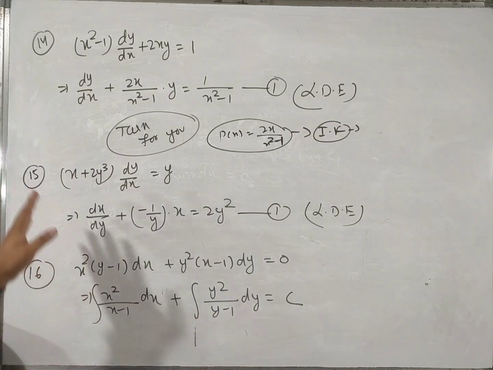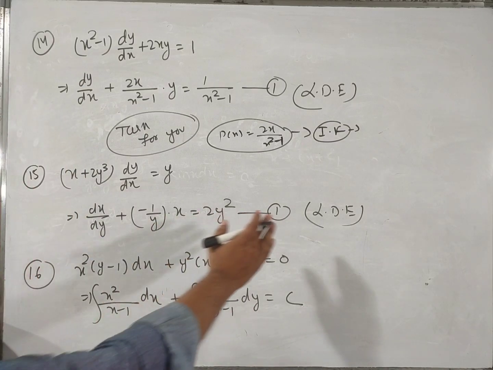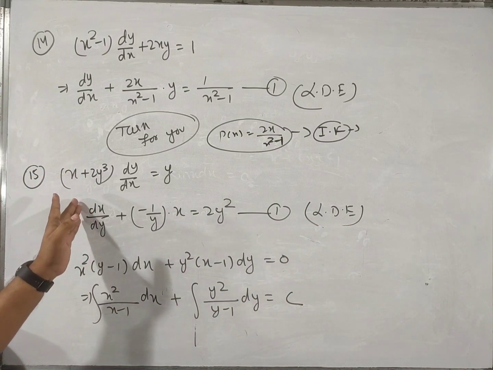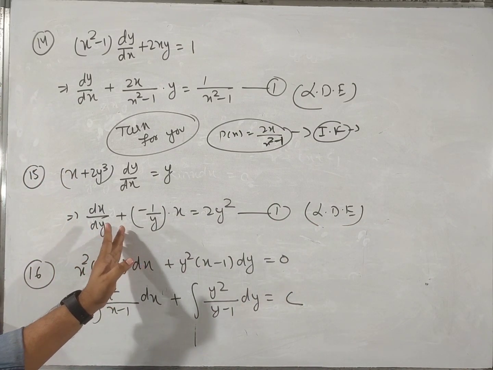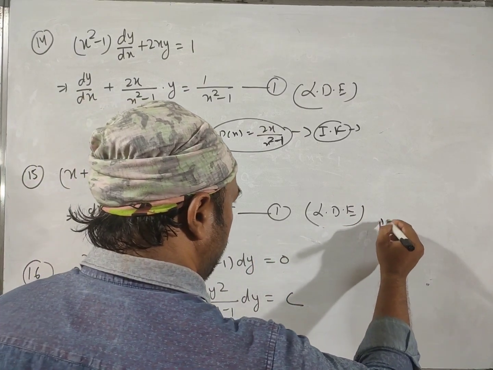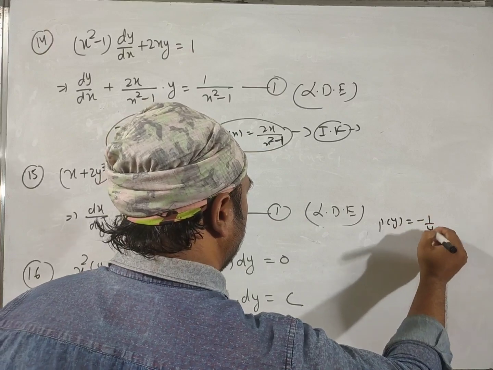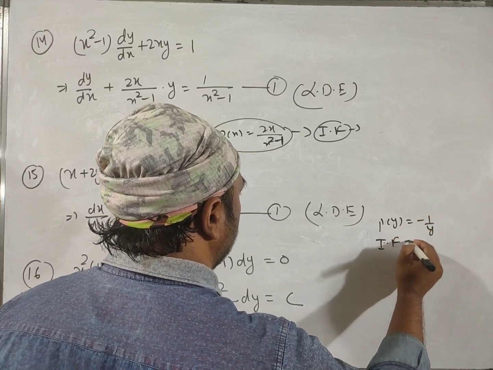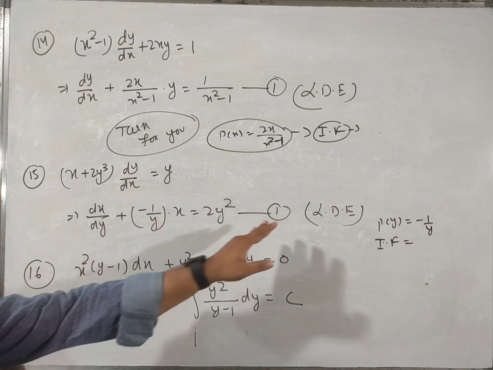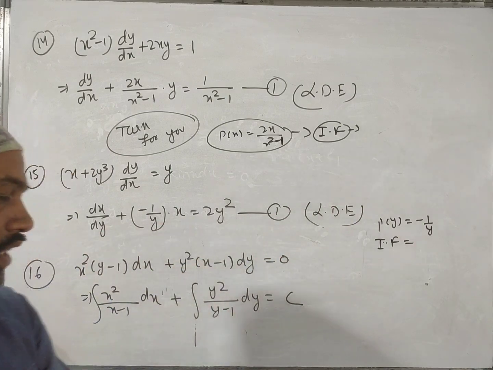Multiplying the integrating factor to both sides of equation number 1, and then you have to integrate both the sides. Then the question number 15, again it is from the linear differential equation part. It is in the form of dx upon dy plus p of y into x is equal to q of y. And here p of y is equal to minus 1 upon y. And then you have to find out the integrating factor, multiply the integrating factor to both sides of equation 1, and then integrate it.